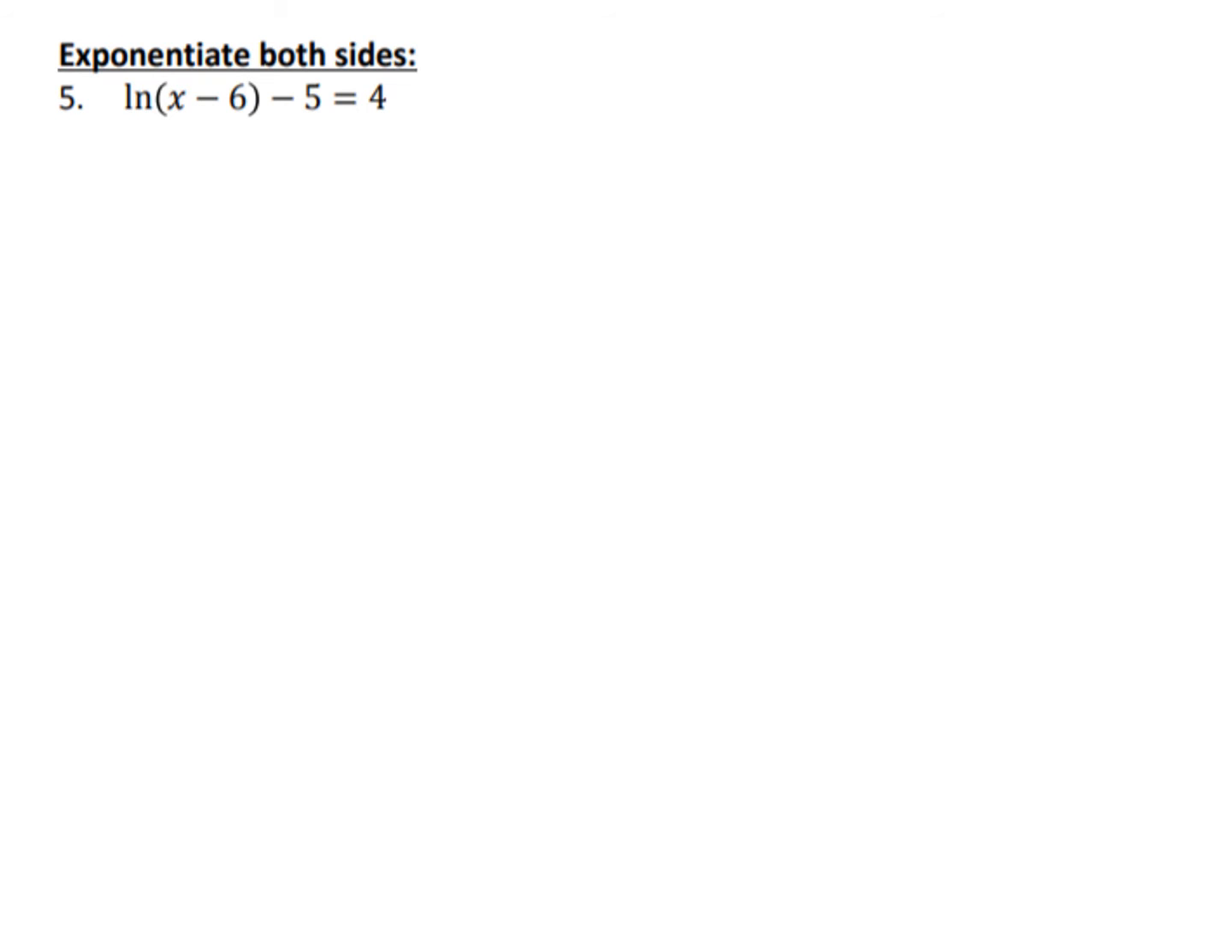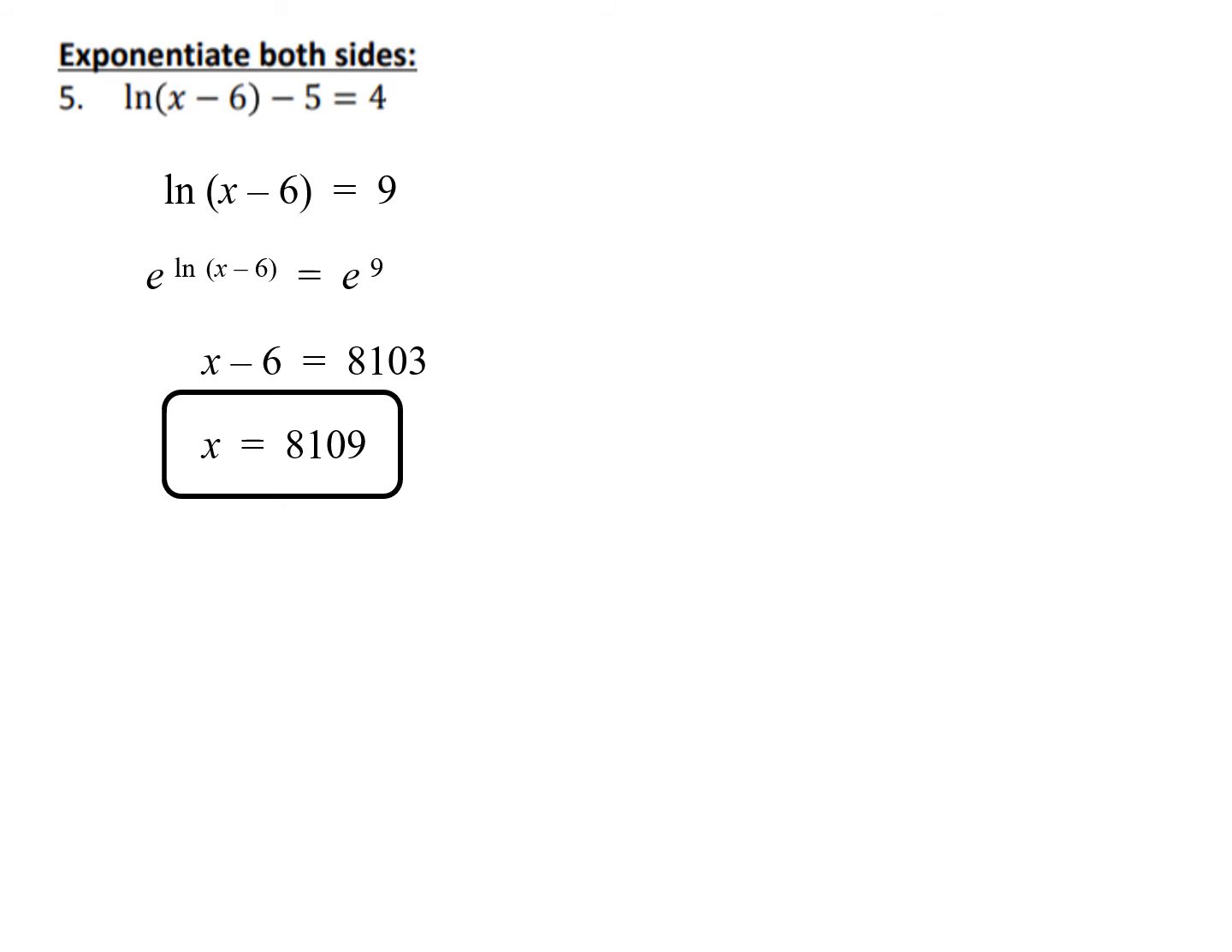All right, let's see here. Exponentiate both sides. I'm going to take e to this eventually, but first of all, I want to isolate that by adding the 5. So I'm going to add the 5 to get natural log of x minus 6 is equal to 9. Now I'm going to e both sides. That just becomes x minus 6. And e to the 9th, according to my calculator, was 8,103, which I will then add 6 to get my final answer, 8,109.